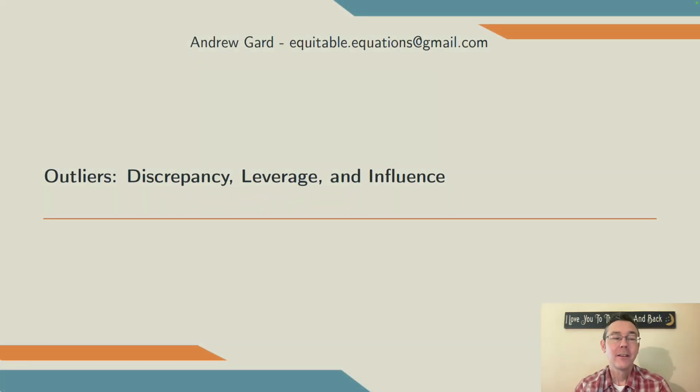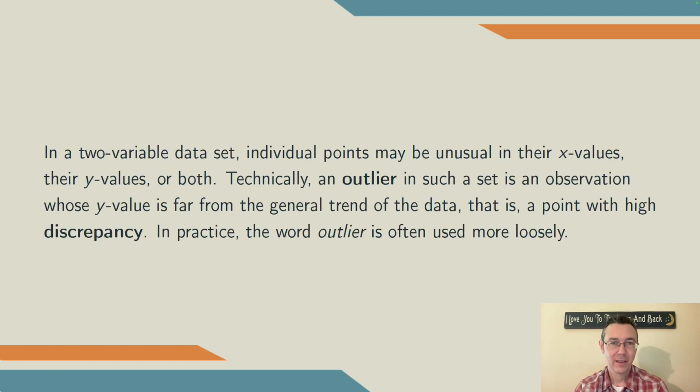Hey everybody. Today we're talking about unusual observations in data sets with two variables. We're going to talk about discrepancy, leverage, and influence. In a two-variable data set, individual points can be unusual in their x values, their y values, or both.